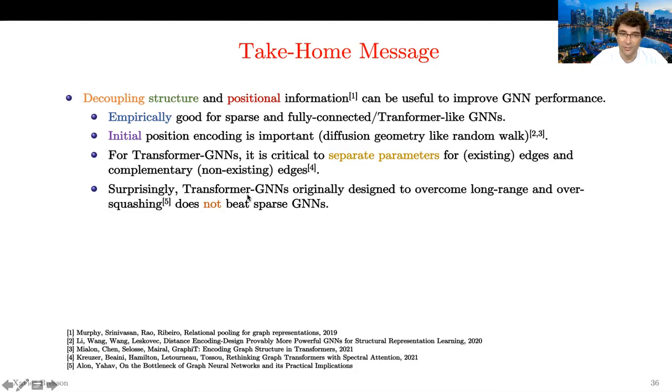And surprisingly, transformer GNNs, originally designed to overcome the long-range interaction between nodes and also over-squashing, actually do not beat sparse GNN here. So there is something interesting.